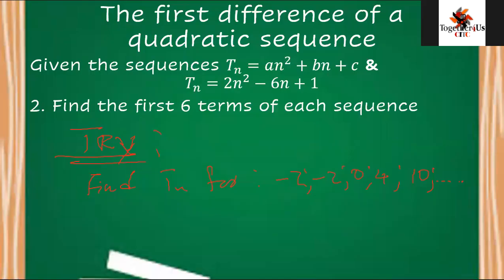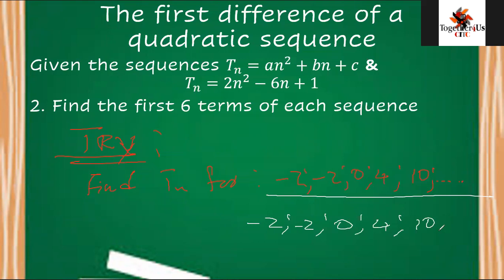So guys, go ahead and find the general term for this sequence here: negative 2, negative 2, 0, 4, 10, etc. Go ahead, find the general term, and we will use the notation Tn to represent the general term. When we say general term, we're basically saying Tn. So try find this using the conclusions from the discussion that we just had. Cheers.